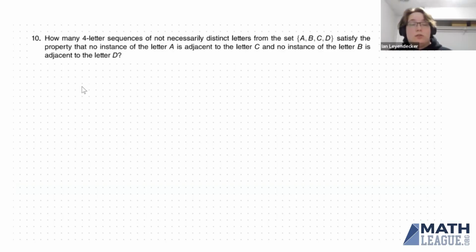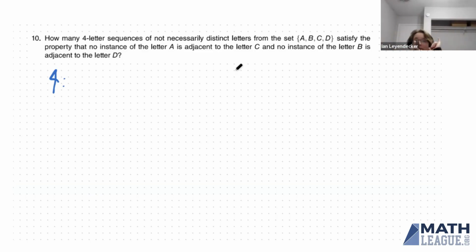So notice, first of all, that we can do casework on the number of distinct letters in the sequence. If there are four distinct letters in the sequence, aka all four letters are used once, then A and C have to be separated from one another by at least one space. If they're separated by two spaces, aka on opposite ends of the sequence, and the other two letters are in the middle, then the B and the D are going to be adjacent to one another, so that doesn't work.